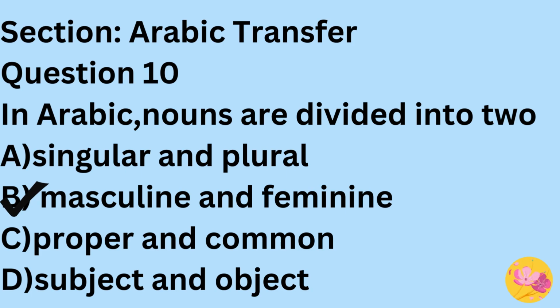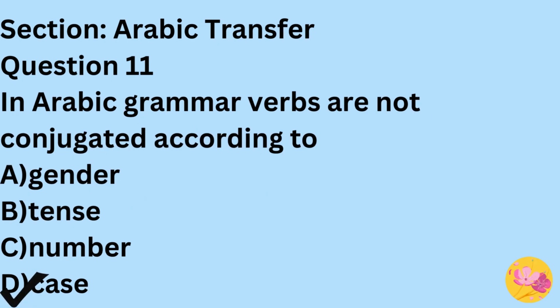As I mentioned, now question number 10 is about the nouns again. So, in Arabic, nouns are divided into two. Mainly, it is masculine and feminine. We do have proper and common also, but the main distinction between nouns is masculine and feminine in Arabic. Question number 11. In Arabic grammar, verbs are not conjugated according to case. It is always conjugated according to gender, tense, or number.